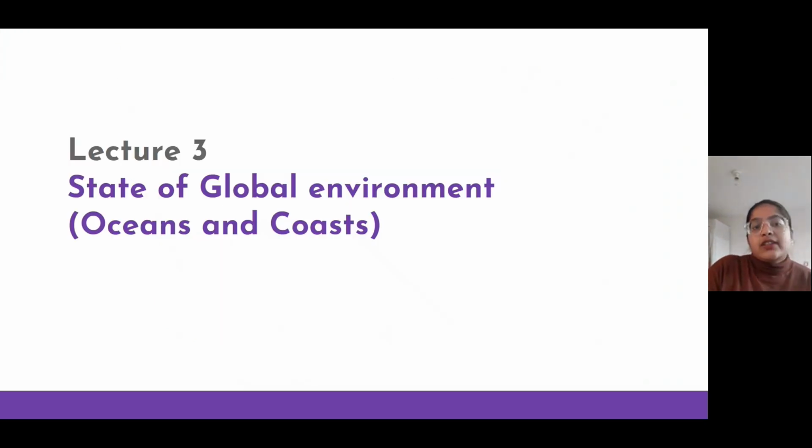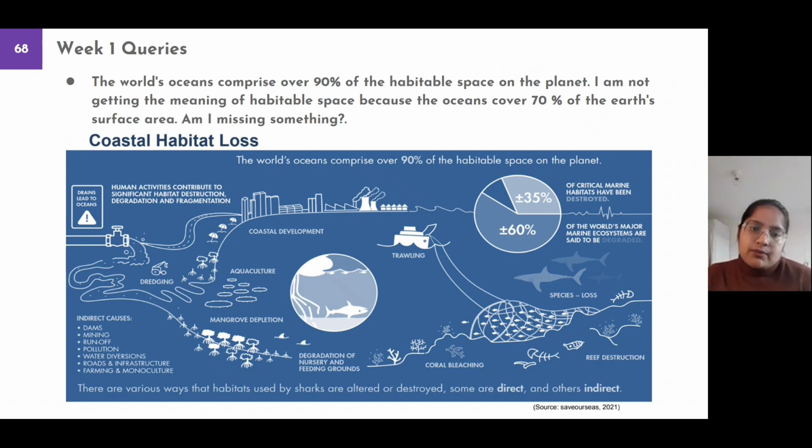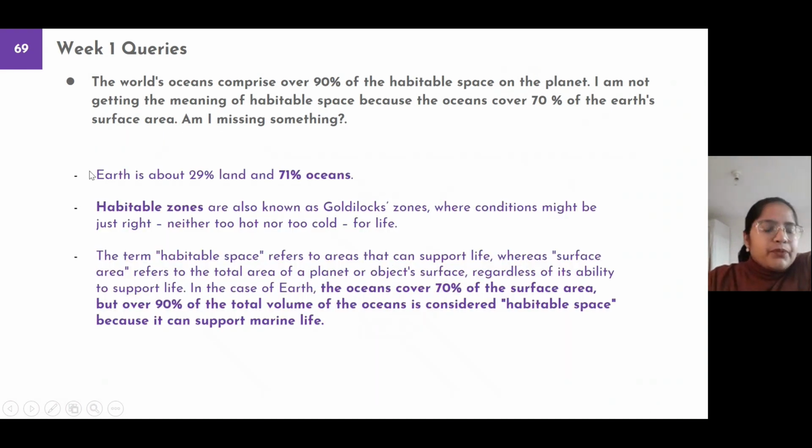So moving on, lecture 3, the state of global environment, oceans and coasts. The following are the queries which were received. The world's ocean comprises over 90% of the habitable space on the planet. I'm not getting the meaning of habitable space because the ocean covers 70% of the Earth's surface area. Am I missing something? Okay, I think the learner is referring to this slide, which talks about the world's ocean comprising over 90% of habitable space on the planet. And so you are correct in assuming that Earth is about 29% land and 71% ocean.